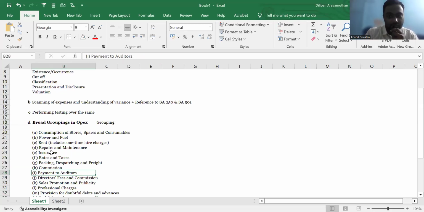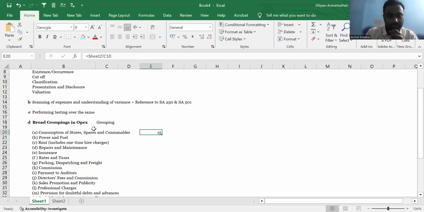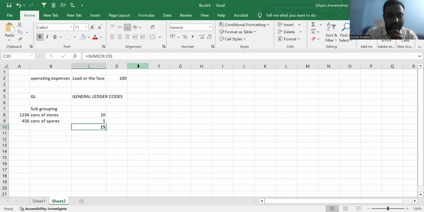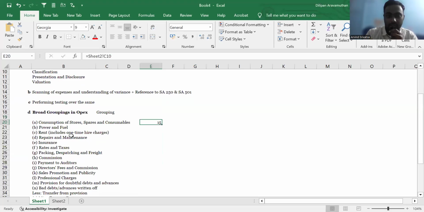And here the consumption of stores, spares and consumables is going to be linked in the Excel financials provided by the management like this. So this is going to be 15. And your OPEX total here, this 100, is going to be the sum total of all these numbers put together. This is just an example for a particular line item I gave. So this is how your accounts flow.